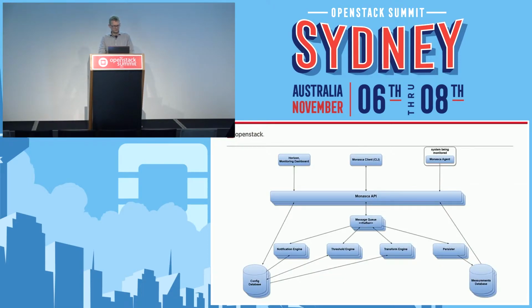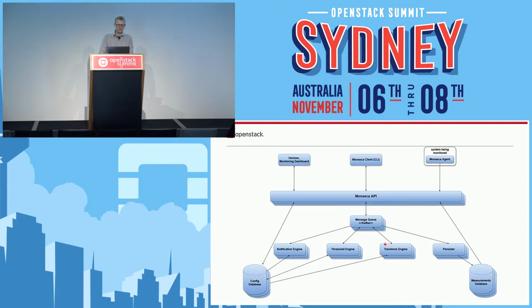Our architecture. We have the agent, which collects the measurements and sends them to the API. The API sends the measurements and logs to the message queue, to Kafka. And these components below are microservices which work independently of each other. Each of them accomplishes a specific task. So we have a persister, which stores the measurements in the measurements database, which is InfluxDB.